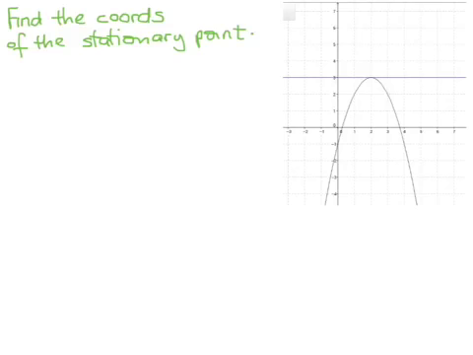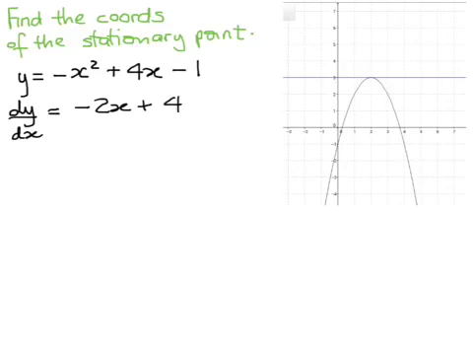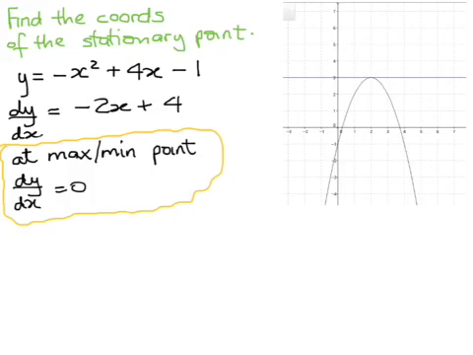Let's try this one. Same question. Find the coordinates of the stationary point. In this case, y is equal to negative x squared plus 4x minus 1. So dy/dx will be negative 2x plus 4. And again, at the maximum or minimum point, the gradient function, dy/dx, is equal to 0. Means negative 2x plus 4 is 0, and x is equal to 2.